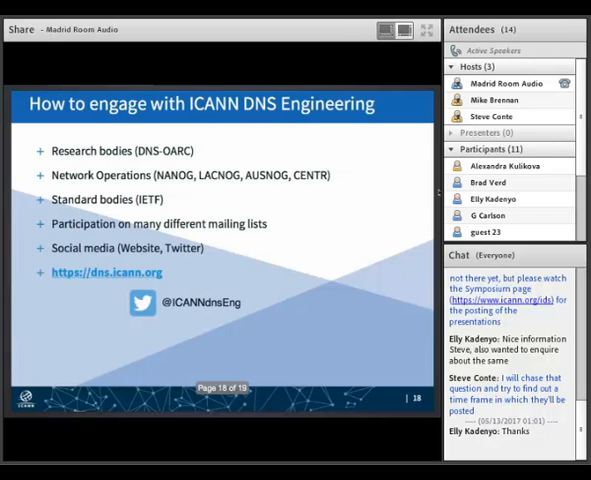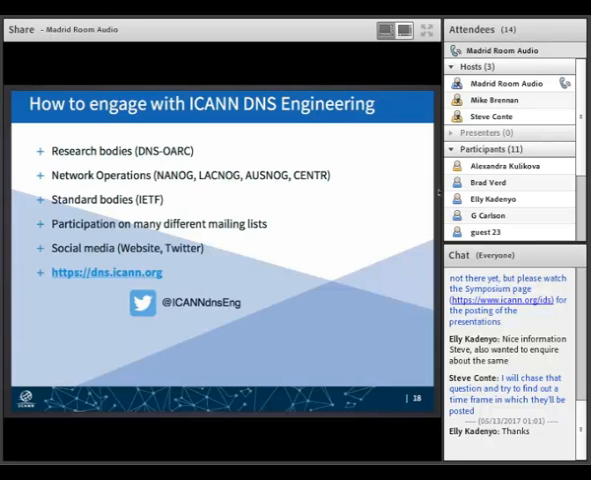So if you want to contact us, I'm going to be here until Monday if you have any questions. But if you want to reach out to us, you can find us at the usual meetings like DNS-OARC, and at the network operations meetings like NANOG, LACNOG, CENTR, and OSNOG, and at IETF. Someone from our team will always be there, and someone will be at the next IETF.